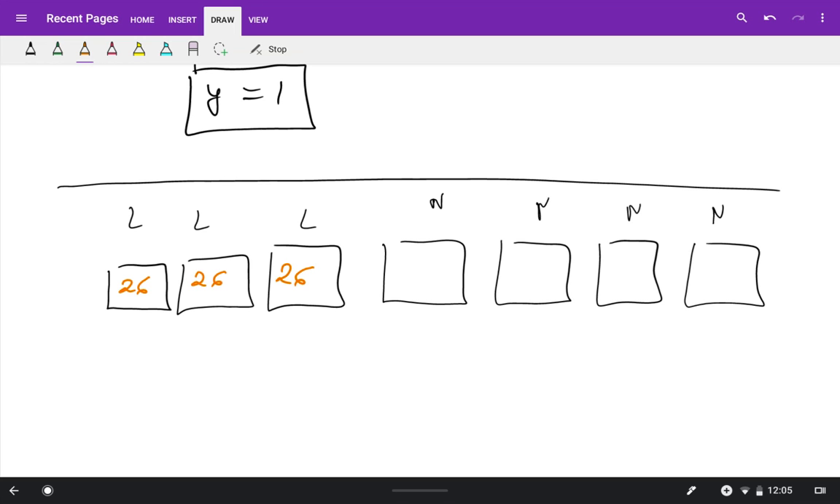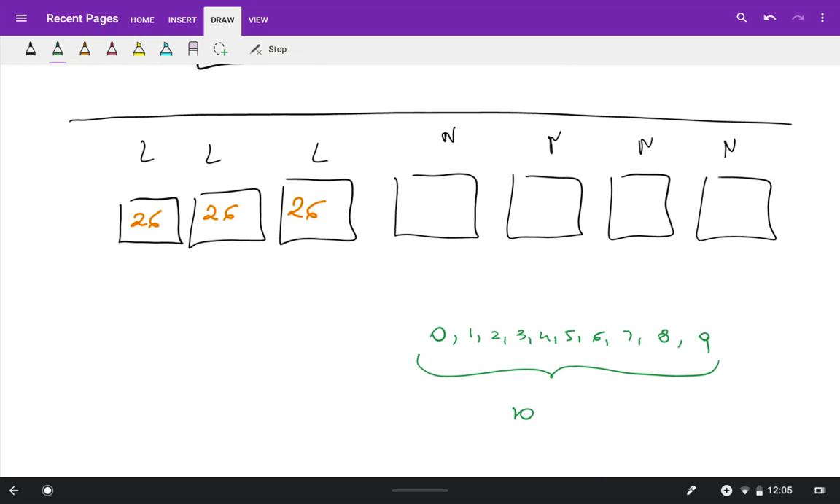Now we're talking about numbers. When we're talking about the numbers on your plates, you can select any number from 0 to 9, which is 0, 1, 2, 3, 4, 5, 6, 7, 8, 9. Okay, so don't forget that here we have 10 together. So I have 10 choices.